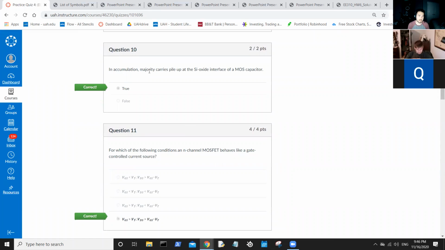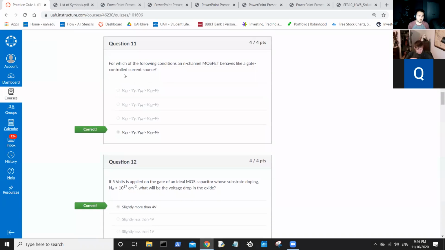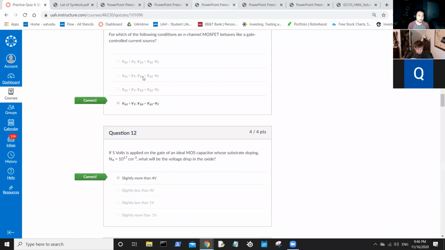Question 10, in accumulation, majority carriers pile up at the silicon oxide interface of a MOS capacitor. True. When you see the word pile up, it means accumulation. This is just the fancier, cooler way of saying it. And then this is just one of those memorization things that you'll have to be able to do from one of the PowerPoints previously.